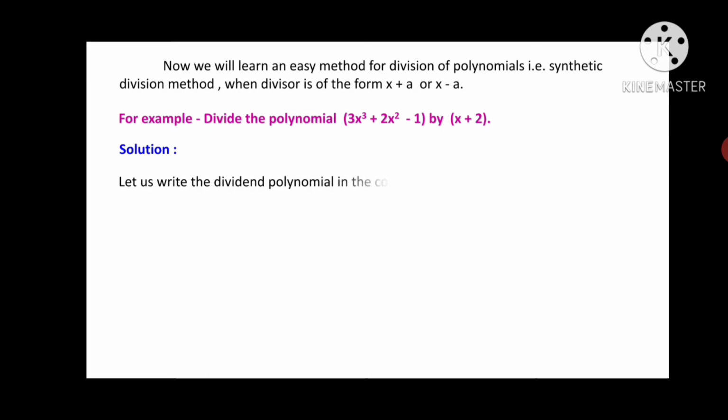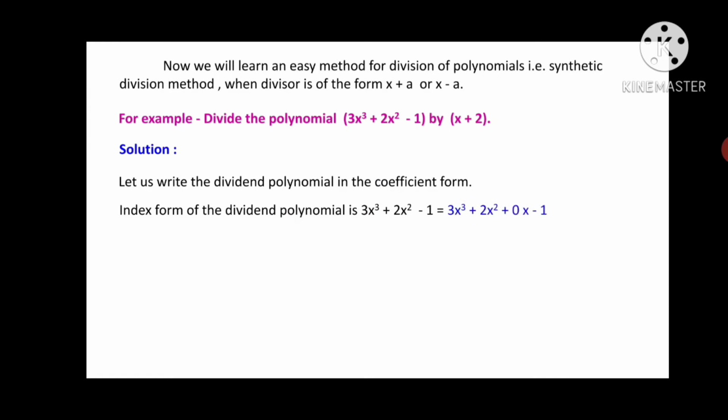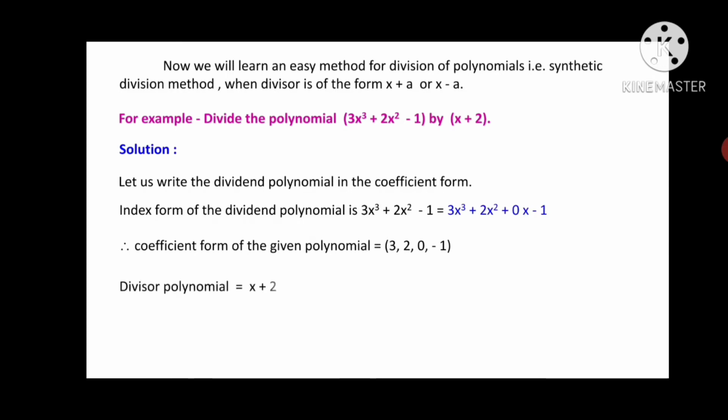Let us write the dividend polynomial in coefficient form. The index form of the dividend polynomial is 3x cube plus 2x square minus 1. That can be written in decreasing order of indices as 3x cube plus 2x square plus 0x minus 1. So the coefficient form of the given polynomial is 3, 2, 0 and minus 1. The divisor polynomial is x plus 2. Let us use the following steps for synthetic division.